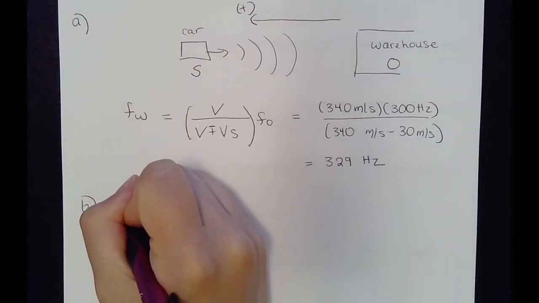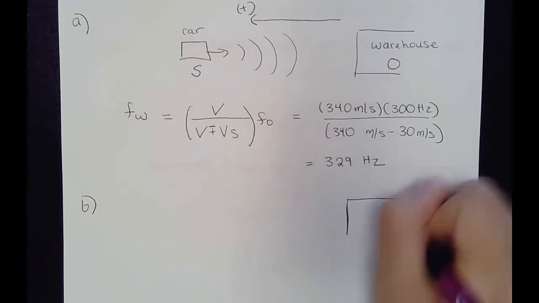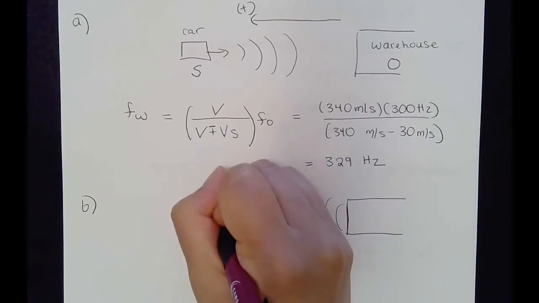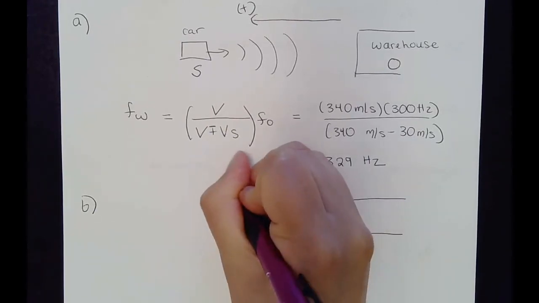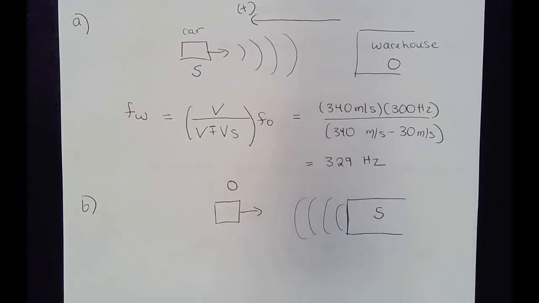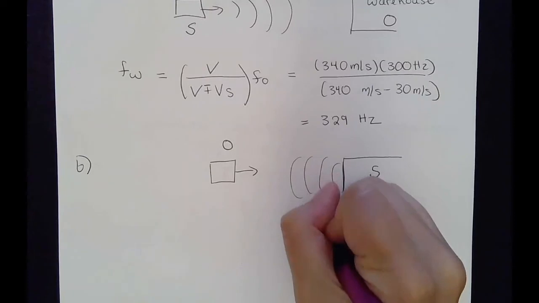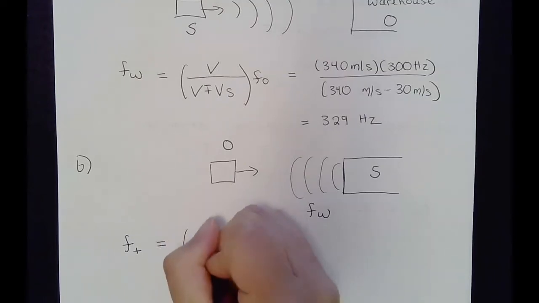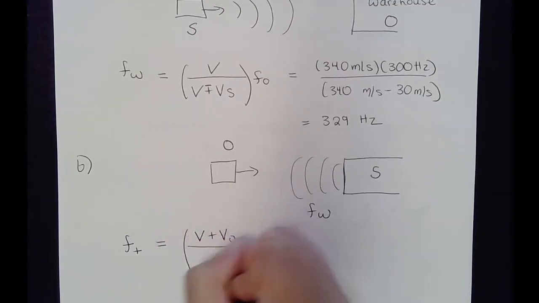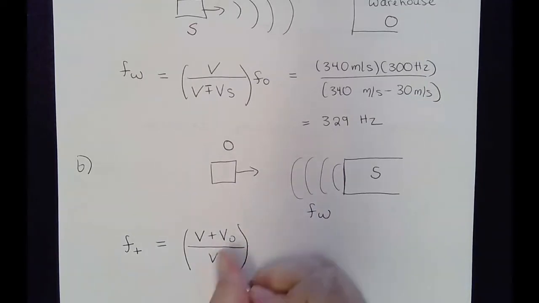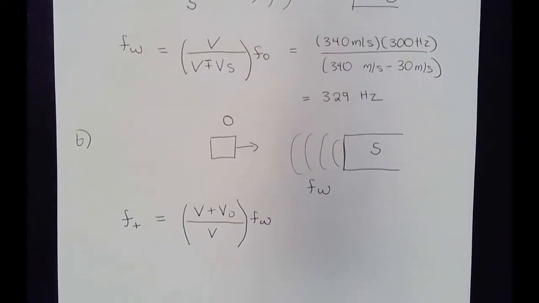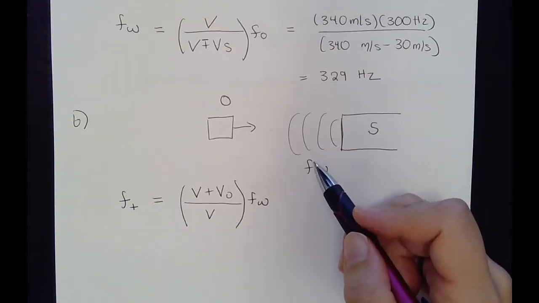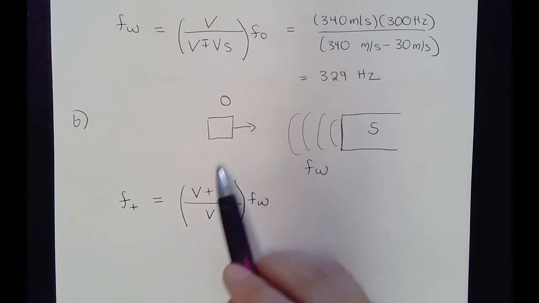So in part B, we want to find the sound reflecting off this warehouse here. It's going to reflect here, and then arrive at the car. So now the car is O, and the warehouse is the source, which is S, and it's emitting this frequency from the warehouse. So now we want the sign still approaching. I'll use F plus, but we have a moving observer and a stationary source, so it will look like that. And instead of F naught, I'm going to write FW now, since it's as if our source is this frequency reflected off the warehouse.